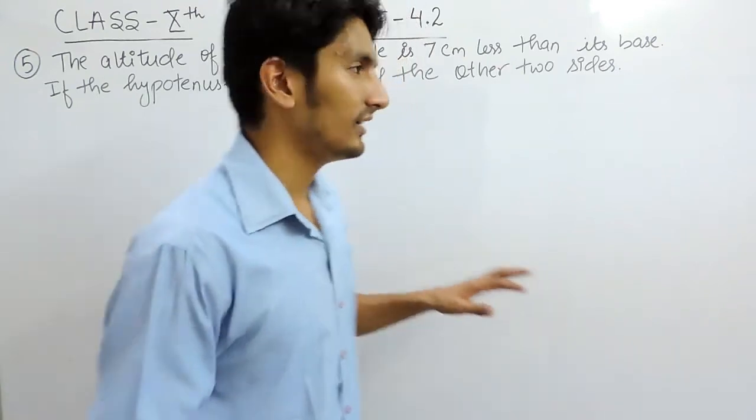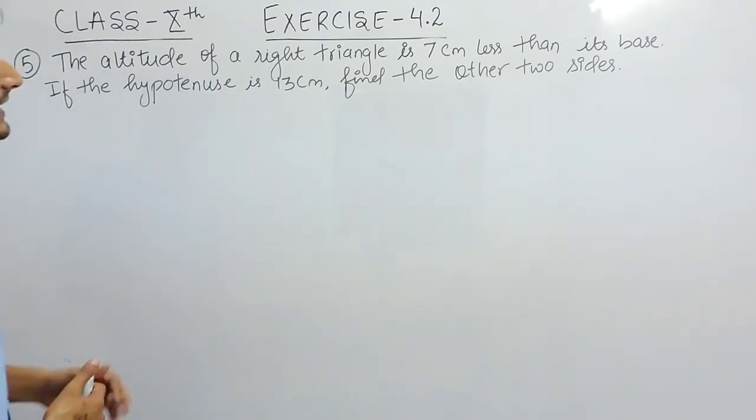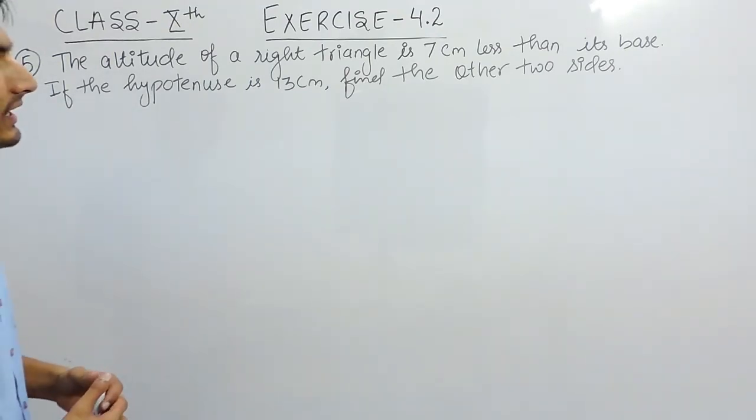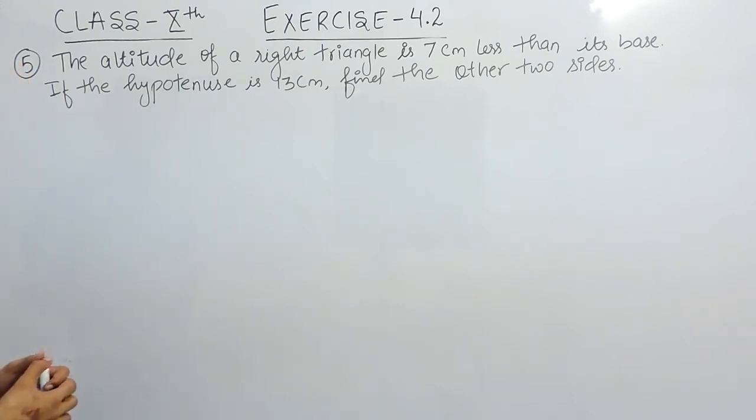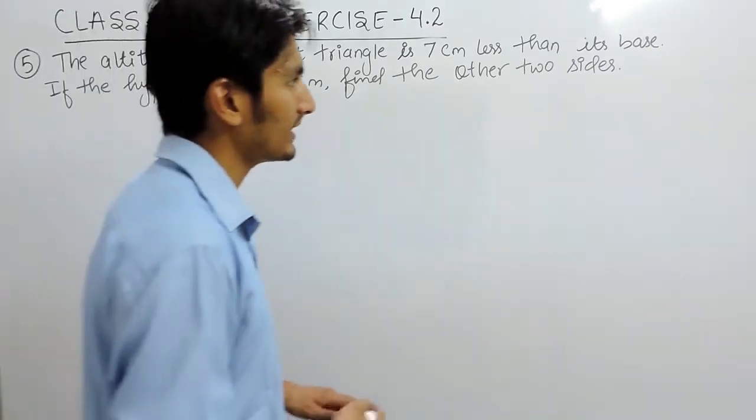Hello everyone, in this video we are going to solve question number 5, and question number 5 says the altitude of a right triangle is 7 cm less than its base. If the hypotenuse is 13 cm, you have to find the other two sides.